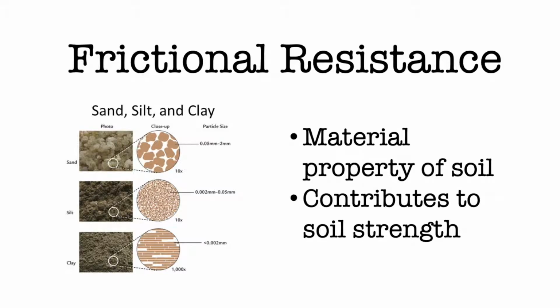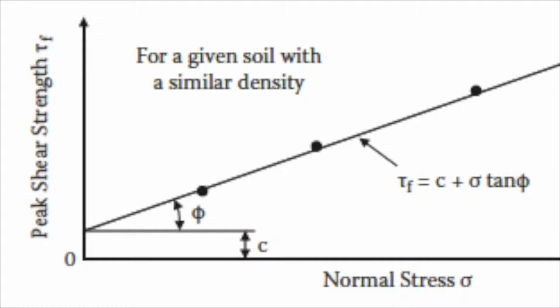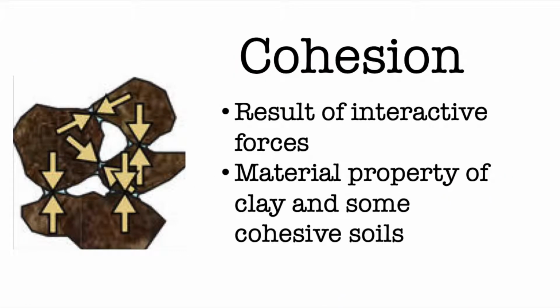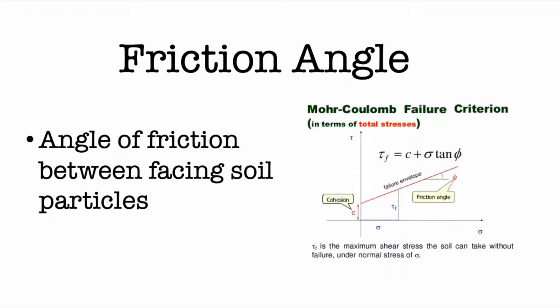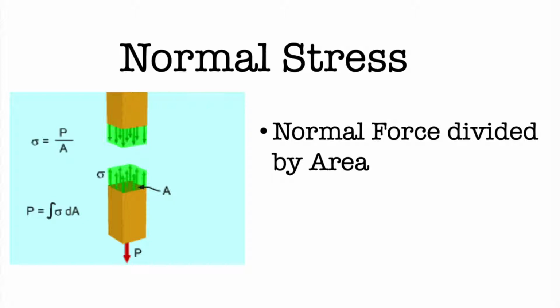Frictional resistance is a mechanism of soil that contributes to the soil strength. Coulomb's friction law relates the total shear stress at failure to normal stress, angle of internal friction, and cohesion. Cohesion is a result of interactive forces among charged particles. It is a material property of clay and some cohesive soils. The angle of internal friction is the friction angle between facing soil elements along the shear surface. Finally, normal stress is simply the force of the load divided by the area of contact.